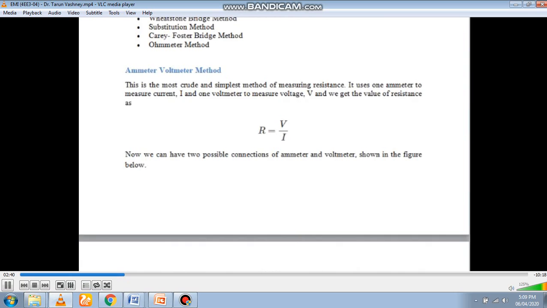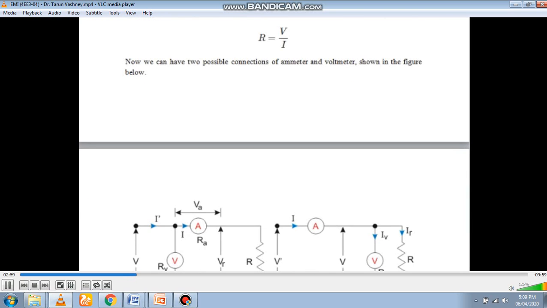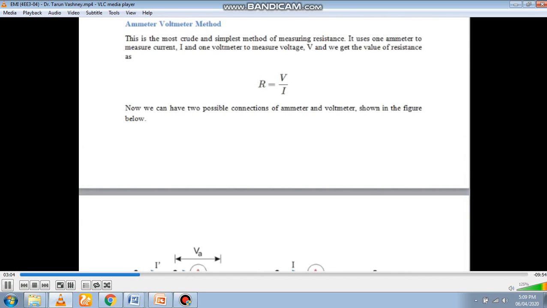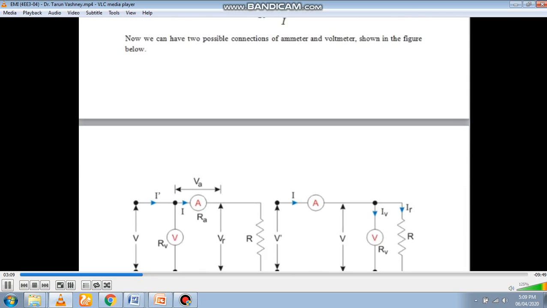As we know from Ohm's law, the value of resistance R is given by the ratio of V to I. V is the voltage across the resistance R and I is the current flowing through it. So in this method, we have 1 ammeter for measuring current and 1 voltmeter for measuring voltage. We can have 2 possible connections.